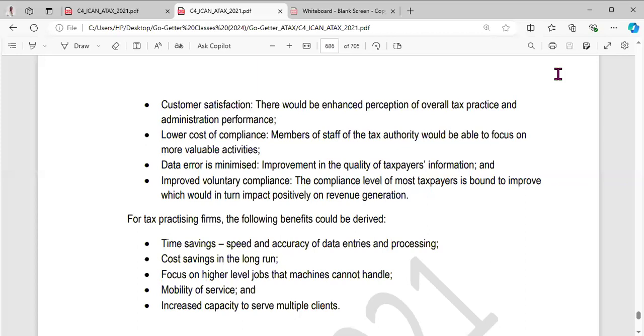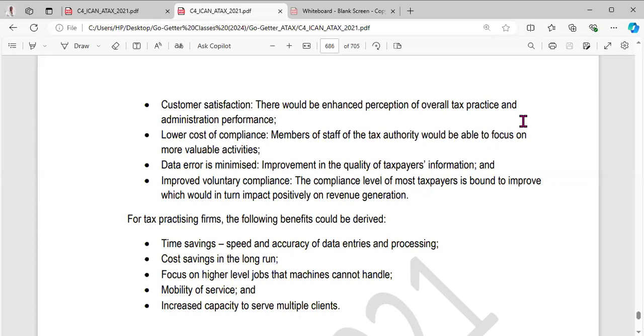By the use of digital technology, when you file your self assessment returns, they will check, they will ask you to bring other evidence to confirm, you send it to them, they're able to check your compliance at a lower cost. And so members of the tax authorities will be able to focus on more valuable activities other than chasing people physically.